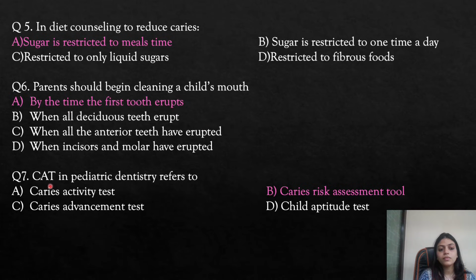Then another question: CAT in pediatric dentistry refers to Caries Risk Assessment Tool. Out of all these options, the Caries Risk Assessment Tool is a tool provided by the American Academy of Pediatric Dentistry to assess the risk of caries in infants, children and adolescents based on a set of clinical, environmental, and general health factors. It assesses whether the child has a mild, moderate, or severe risk for caries development, and that helps us in deciding the follow-up visits for the child.